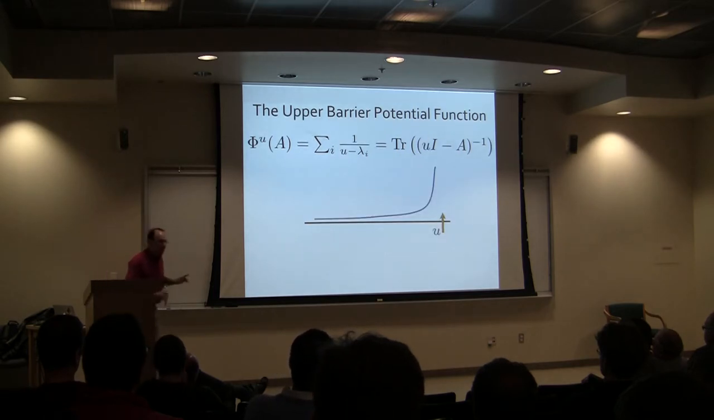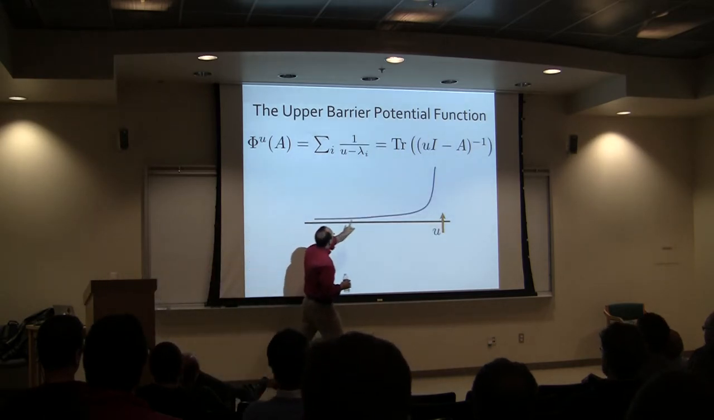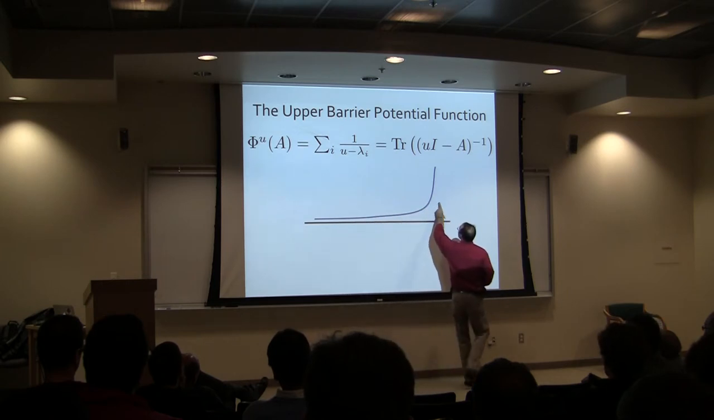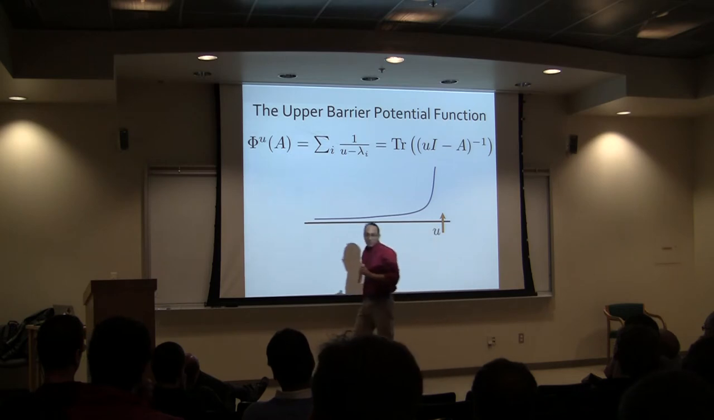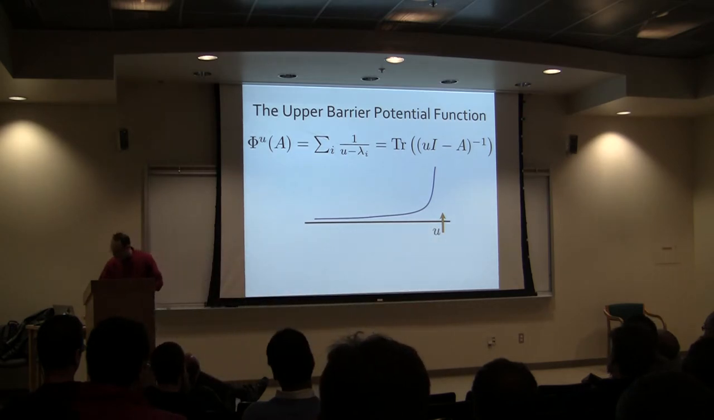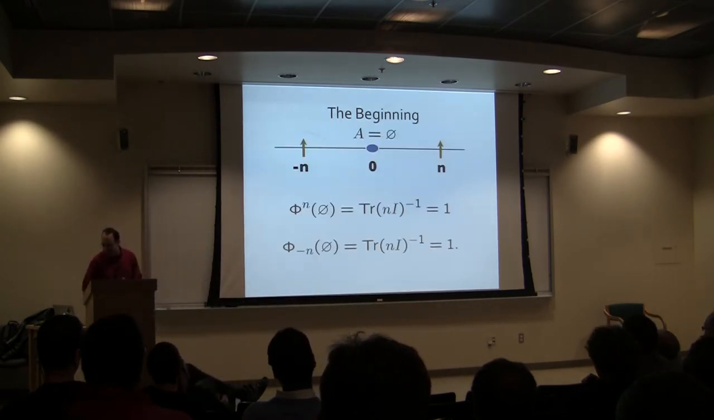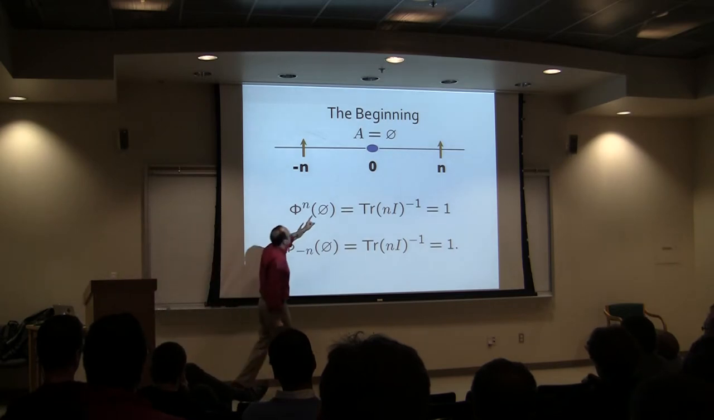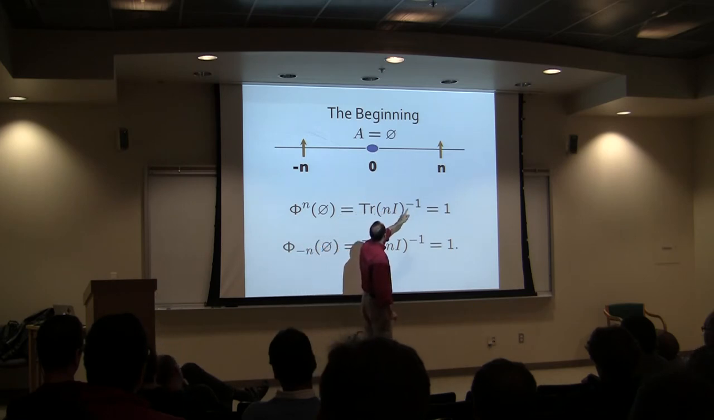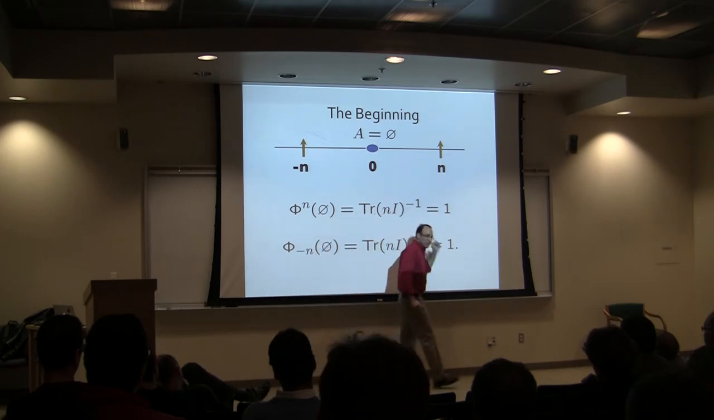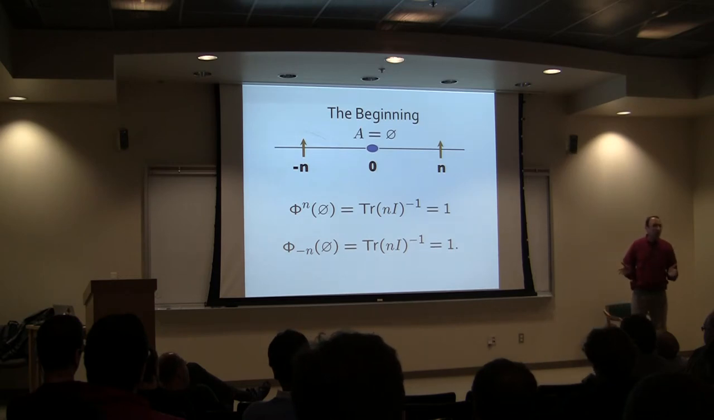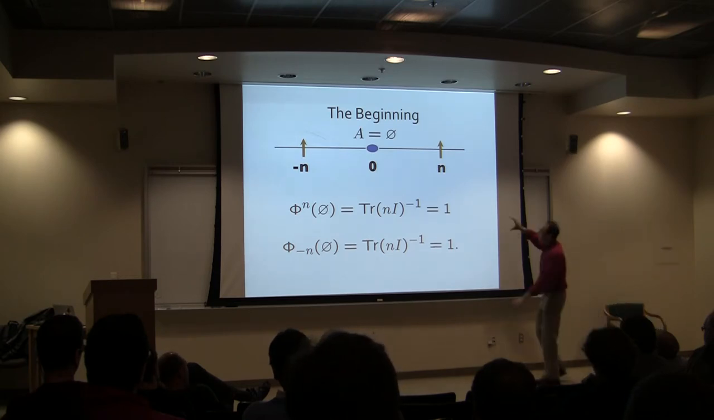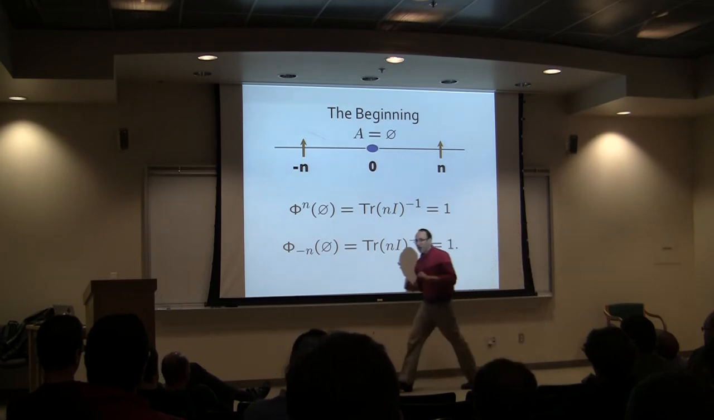Let me point out, we also had an upper barrier potential function, same thing. Sum the reciprocals, 1 over the distance of the eigenvalues from the upper barrier, but it's less than it. And this is actually the way our proof works. Just take a look at the beginning. Our upper barrier at n is the sum of 1 over the distances of the eigenvalues from n, which is 1, because all of them start out at 0. And the lower barrier is also initially at 1. So both of these barrier functions at the initial barrier point start out at 1.